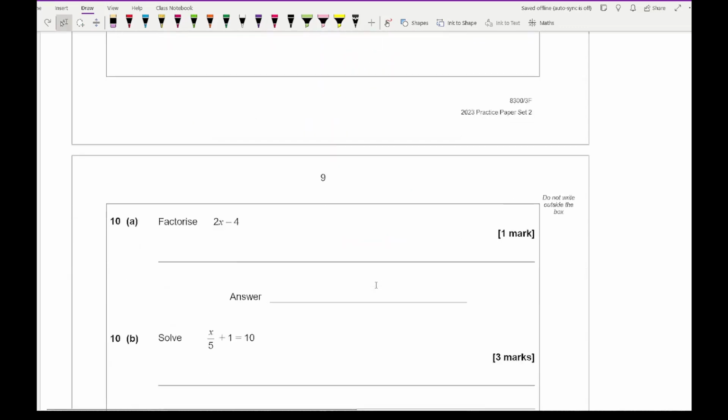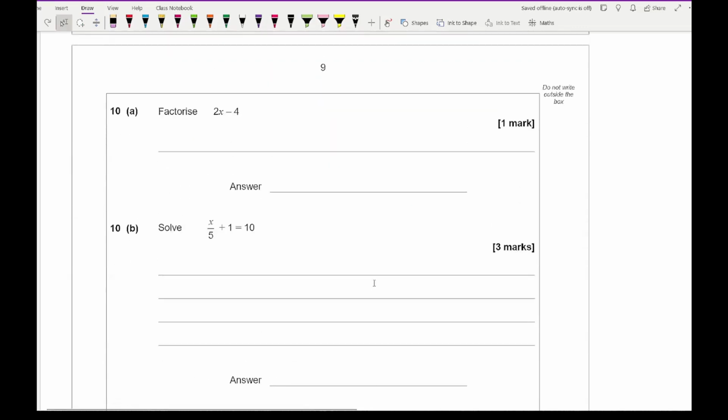Moving on to question 10. So here we're looking at factorising 2x minus 4. So here I want to take out, well, both terms have got numbers. So I want to take out the highest number that goes into both 2 and 4, which is 2. And then what do I have to multiply 2 by to get 2x? Well, that's going to be x. And I've got minus. What do I have to multiply 2 by to get 4? And that's going to be another 2.